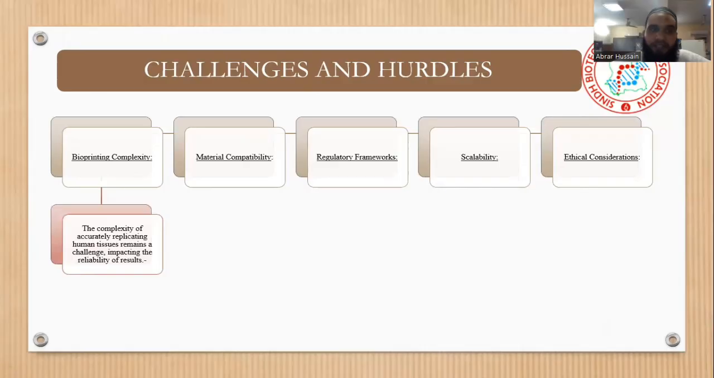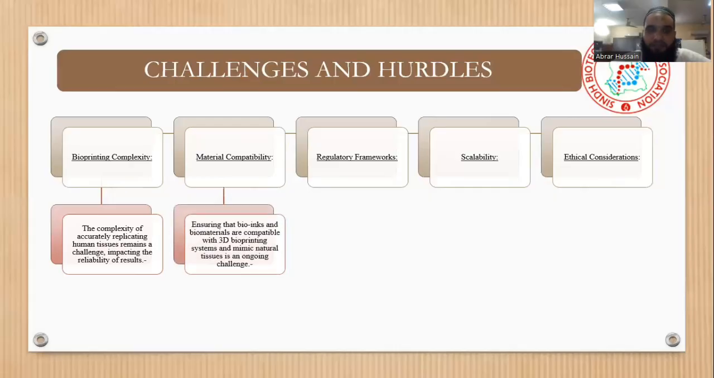For example, in bioprinting complexity, how can a bioprinter mimic or create exactly the same tissue or organ as that of the human? It's a very complex system and a very complex mechanism in which bioprinting can make and create a substance or a tissue, especially in human physiology. Material compatibility: the bioinks and biomaterials used for this process in 3D systems must mimic the natural environments or the natural process also.